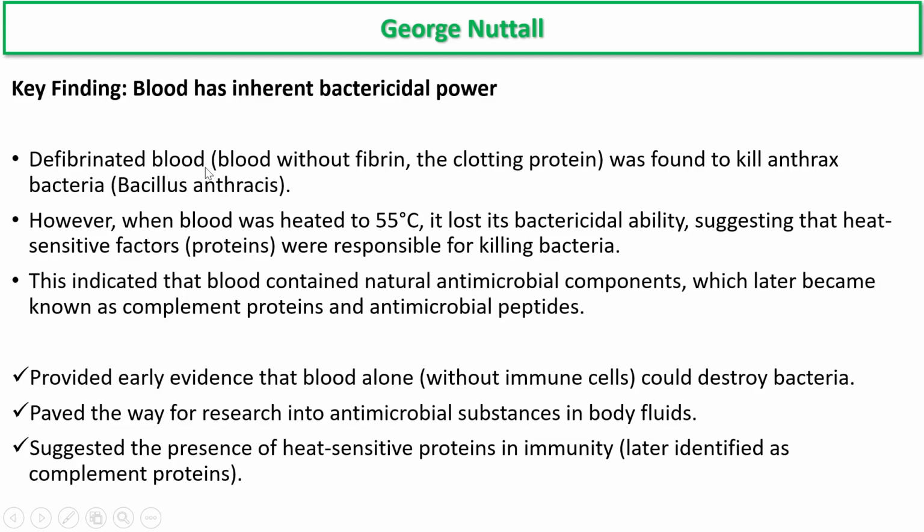So what is happening here? He took defibrinated blood, that is blood without the clotting factor, and it was able to kill the anthrax bacteria. But when he heated this blood up to 55 degrees Celsius, it was not able to kill the anthrax bacteria, because while heating the blood at 55 degrees Celsius it lost its bactericidal activity, as the heat-sensitive factors were denatured.